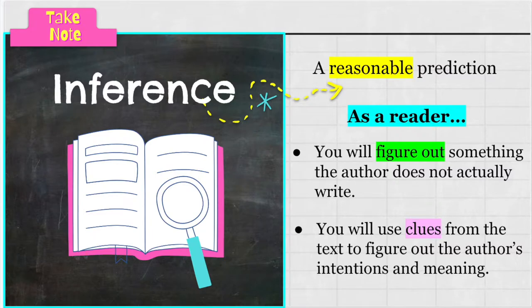And for the purpose of our class, whenever we hear the word inference or infer, we're gonna think reasonable prediction. Now that sounds similar as the reasonable guess, but I'm just taking that word guess out of it because I don't want us to guess anything. I want us to figure it out based on clues in the text and our past experiences.